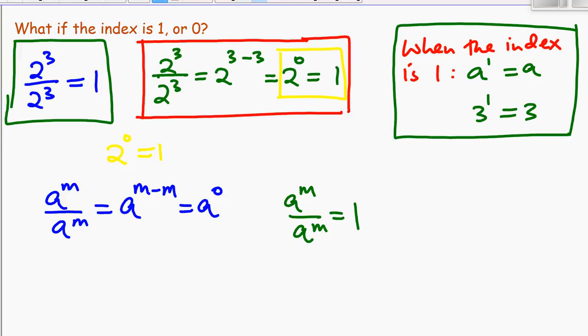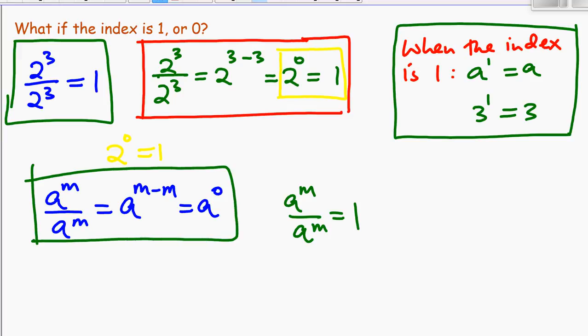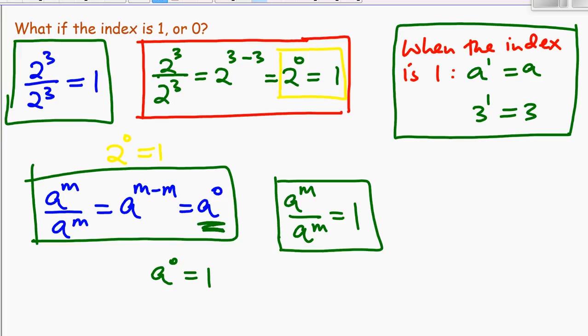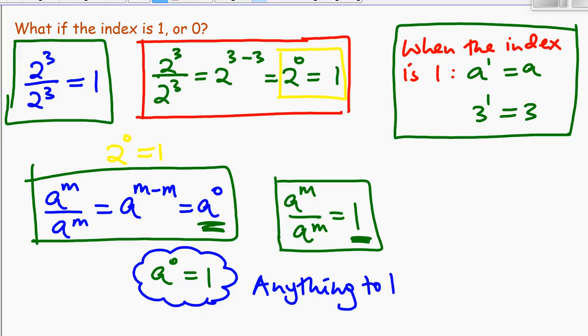So if you look at that, we can say that a to the power 0 is just 1, because on the left part of the solution, we ended up with a to the power 0. On the right hand part of the solution, if we reason it out, we know that the answer is 1. So we can say that a to the power 0 is equal to 1. So in general, we can say that anything to the power of 0 is 1.